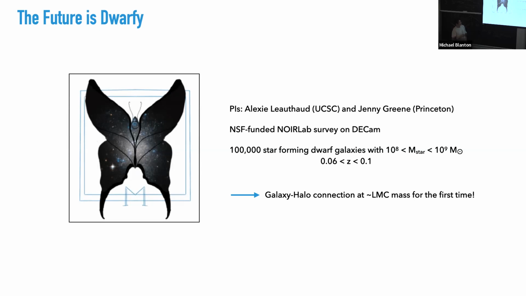Okay. Now, the fun part of this is that, with Alexie as the lead, what she wants to do is to stack these and actually do weak lensing on these dwarf galaxies. And so we're actually going to get a direct measurement of the halos in these low mass things for the first time as well. And we'll be able to do abundance matching and galaxy halo connection and work down into a lower mass range than we've ever gone before.